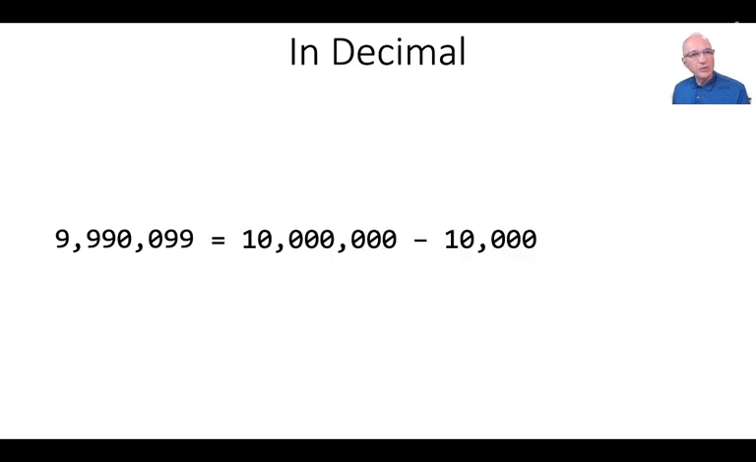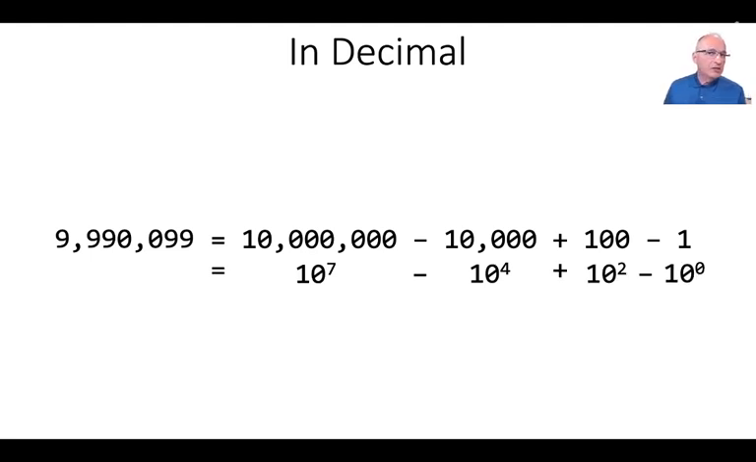So I can express this number as the number 10 million minus 10,000, and then I can add that to the number 100 minus 1. So this would be the equivalent of 10 to the 7 minus 10 to the 4 plus 10 to the 2 minus 10 to the 0. So let's look at the position of these numbers in the decimal number that I had originally.